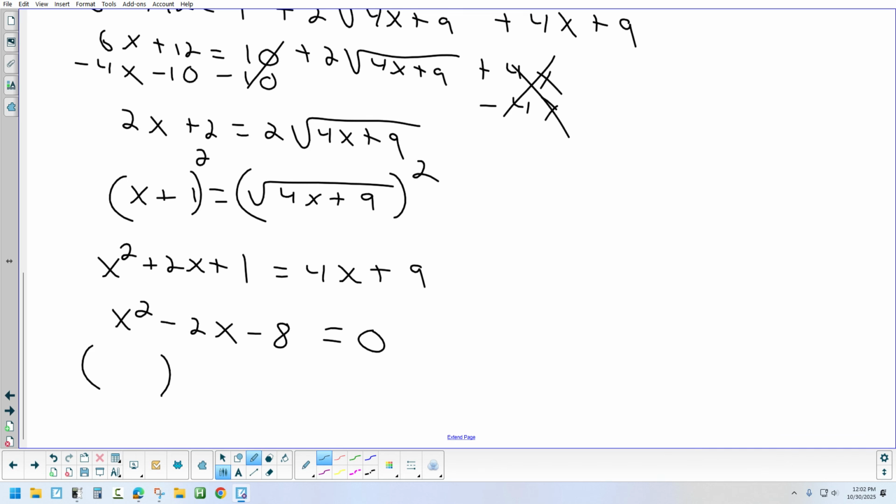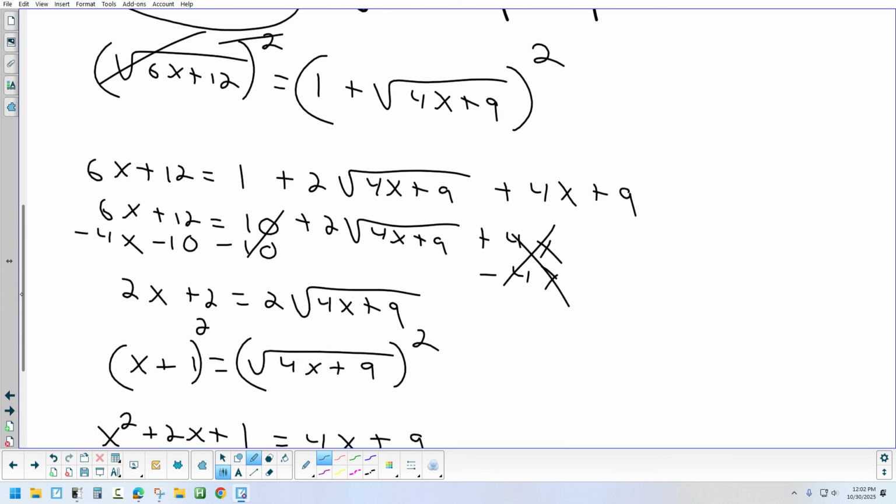Okay, this one might factor. If you do a 4 and a 2, x squared minus 4x plus 2x, yep, that's how it factors. So you get -2 and +4, but you need to check them. They might both work, they might both fail, or you might get one works, one doesn't. But I'm going to leave that part for you.